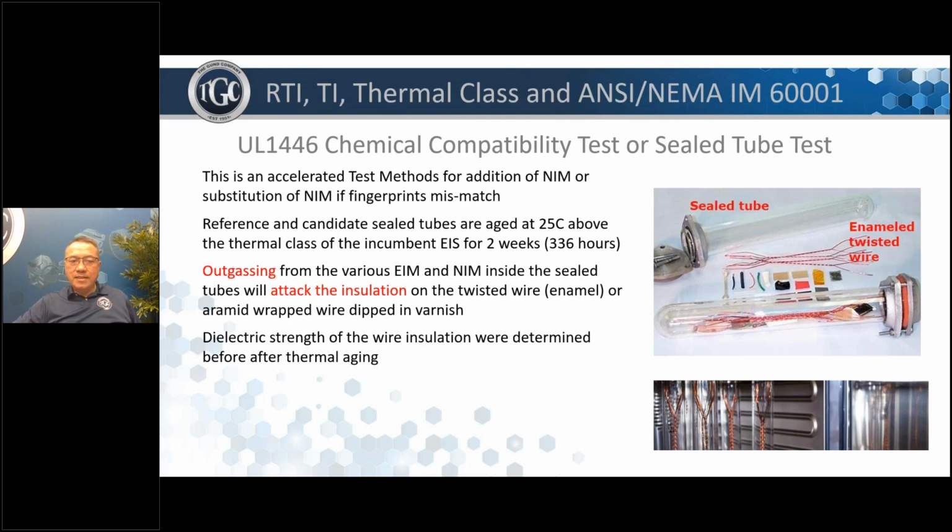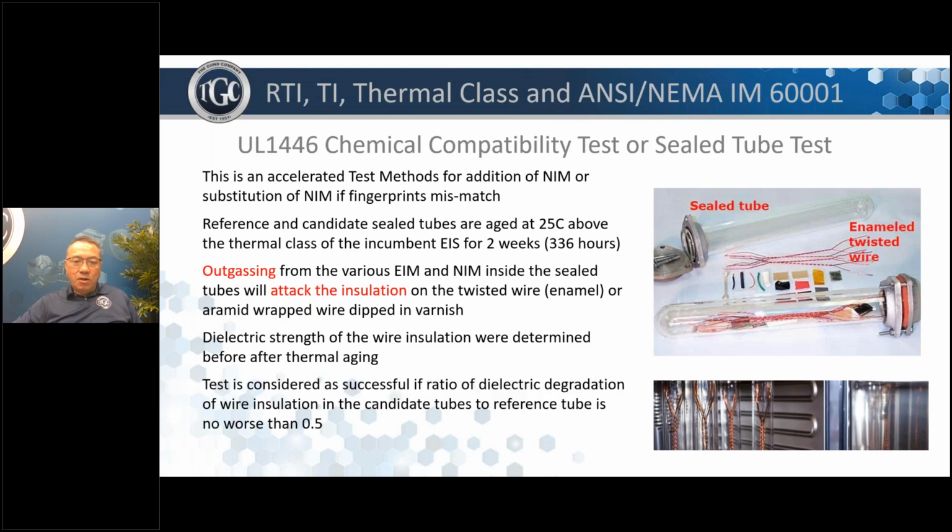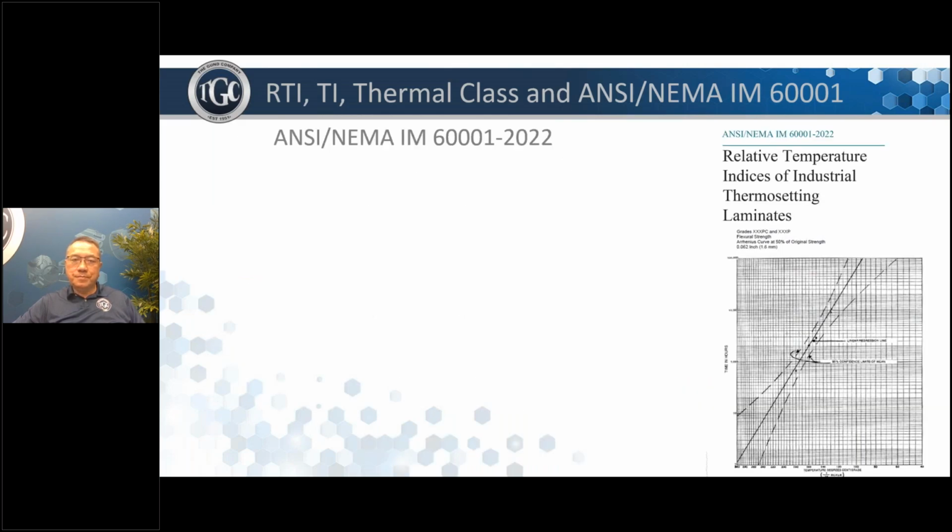Essentially, the theory is based on the fact that if you put all those things in a sealed tube, the outgassing will attack the insulation on the twist wire or the magnet wire. And then what they do is to make sure if your candidate, the degradation of the magnet wire is no more than half of the reference, then you pass the sealed tube test. Then your candidate material can be added to the insulation system.